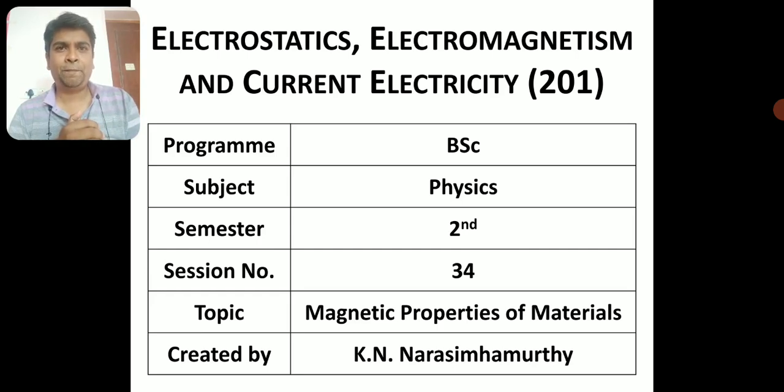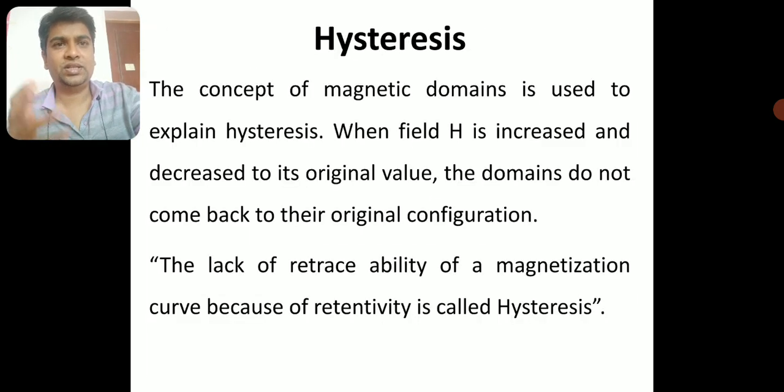So after that, I am discussing this hysteresis. I told you this ferromagnetic material shows the hysteresis. I'll tell you what this hysteresis is. Okay, let us start with this topic, hysteresis. The concept of domain was actually introduced to explain a ferromagnetic material. So this is used to explain the hysteresis also.